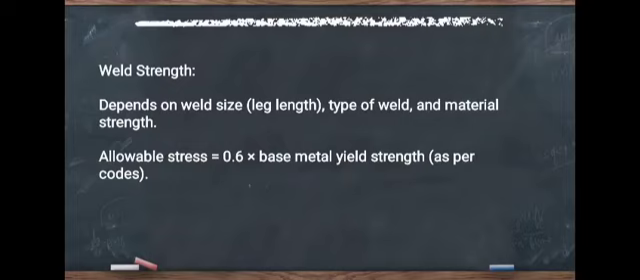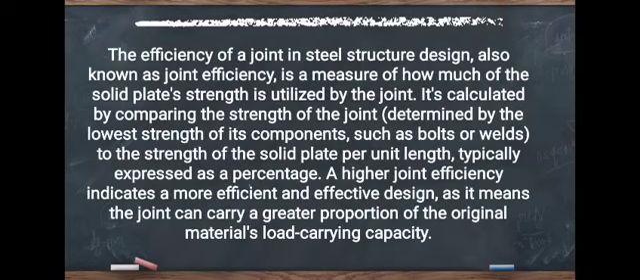Weld strength depends on weld size, which is called leg length, type of weld, and material strength. The allowable stress is equal to 0.6 times the base metal yield strength as per the IS code.